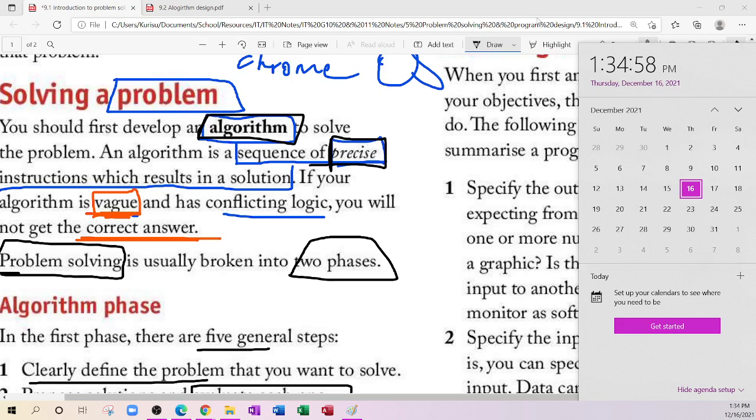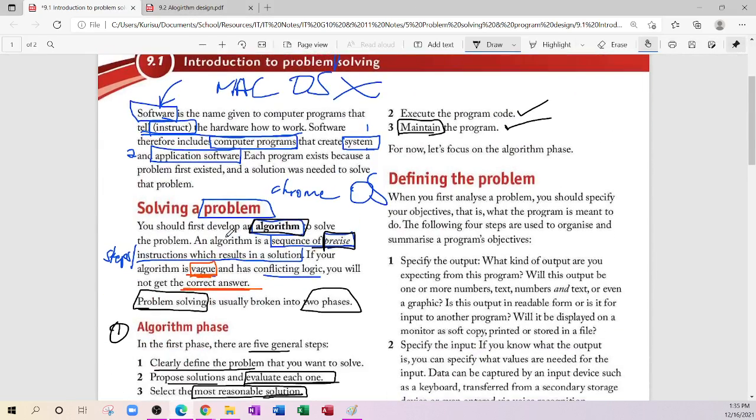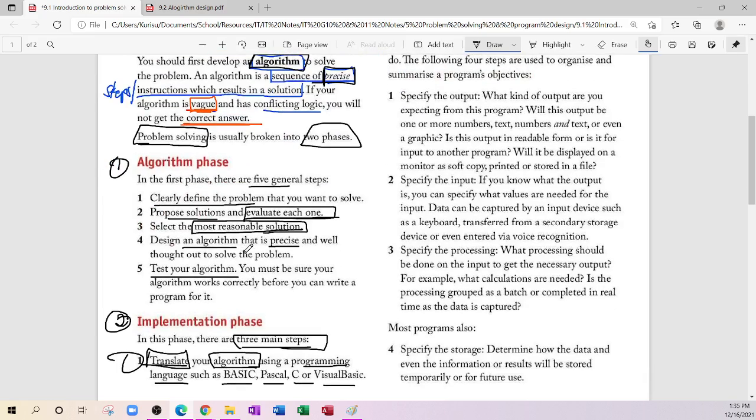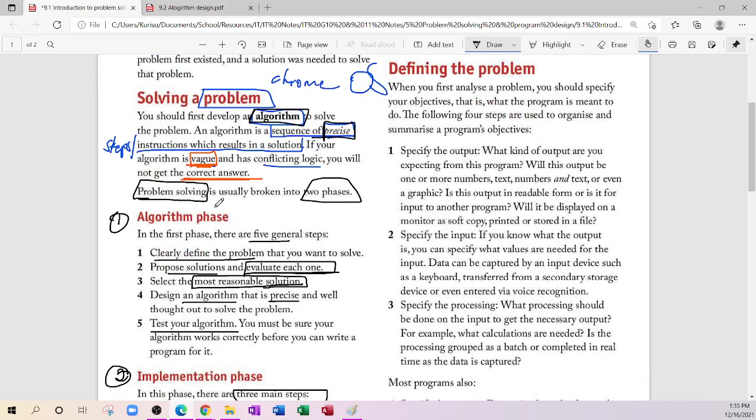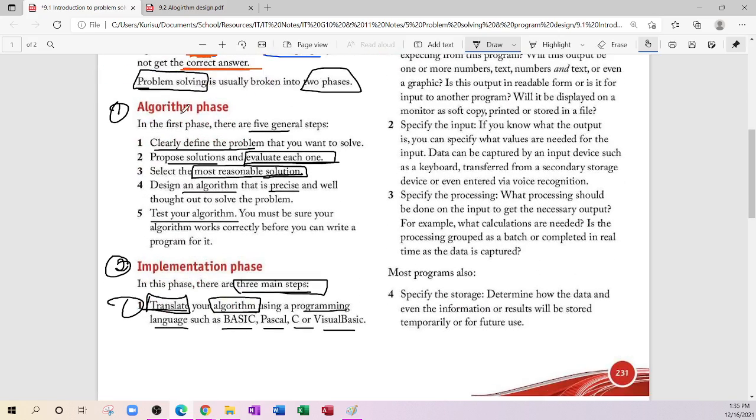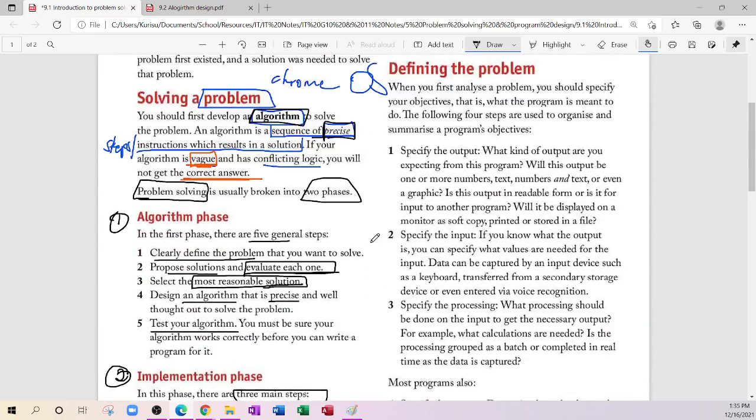Alright, so what have we covered so far? We looked at what is software. We looked at how we solve our problem. We developed an algorithm. That algorithm is a series of precise steps. We looked at the two phases of problem solving: the algorithm phase and the implementation phase. So we looked at the steps of the algorithm phase and the steps in the implementation phase.